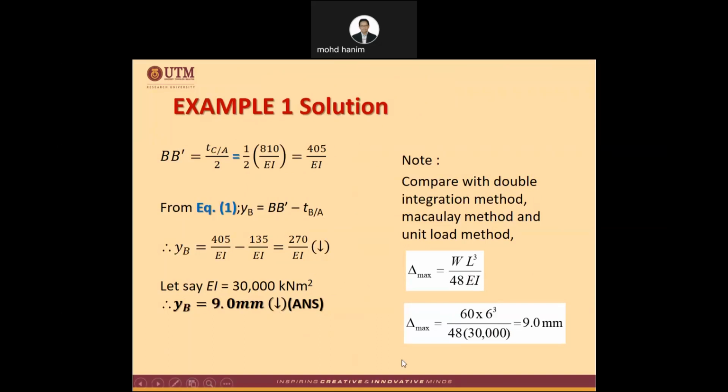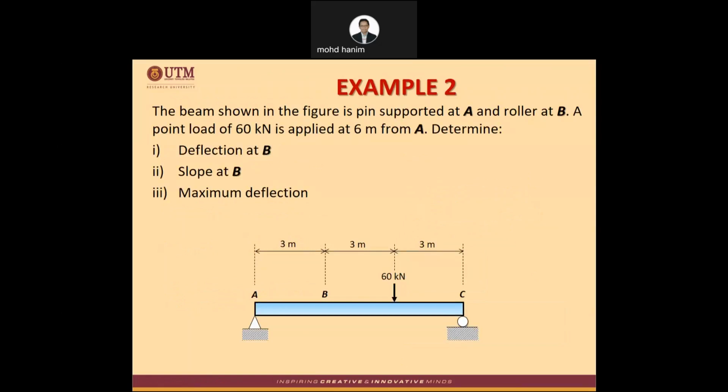Okay, let's go to example 2. We have only 2 examples for this last topic. The beam shown in the figure is being supported at A and rolled at B. A point load of 60 kN is applied at 6 meters from A. Determine deflection at B, slope at B, and maximum deflection. We don't know actually which point has maximum deflection.